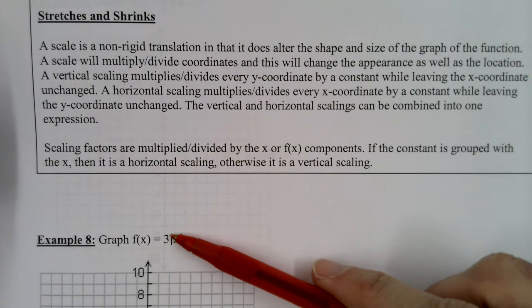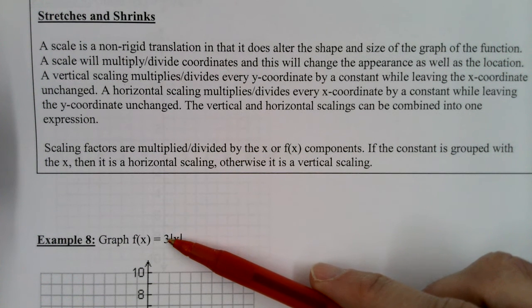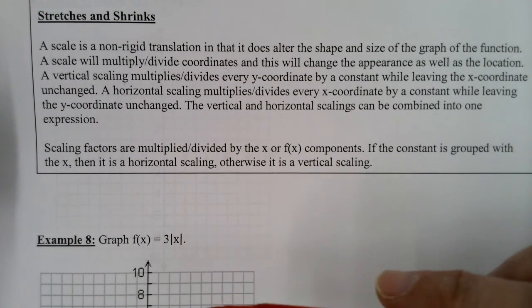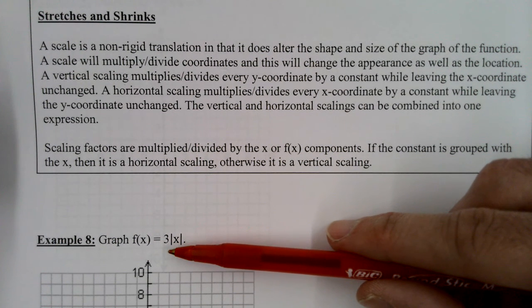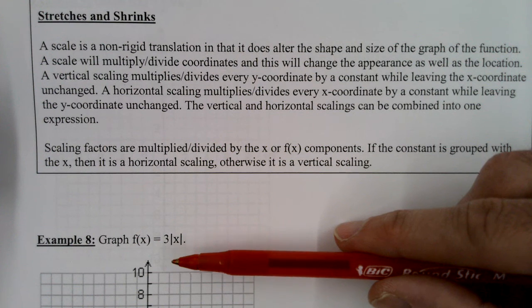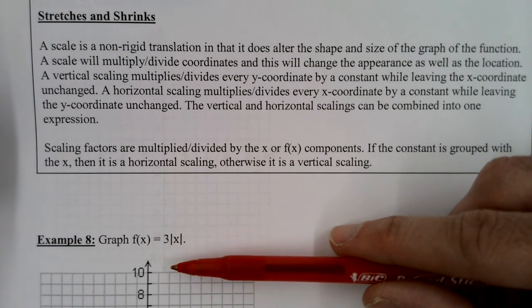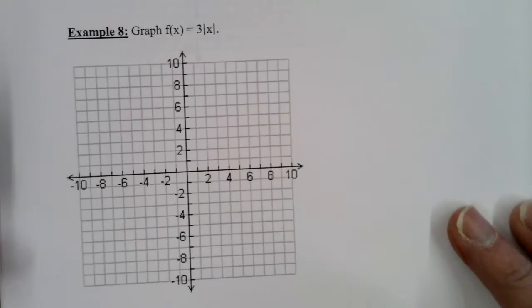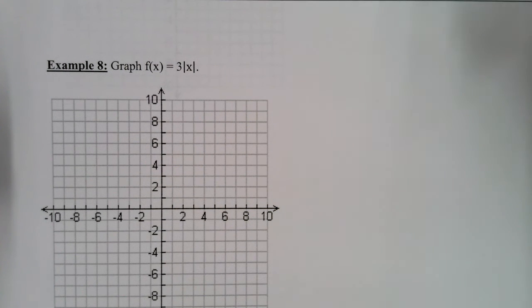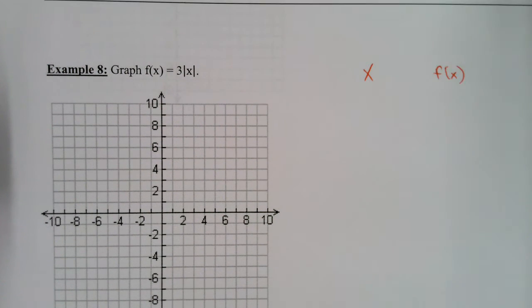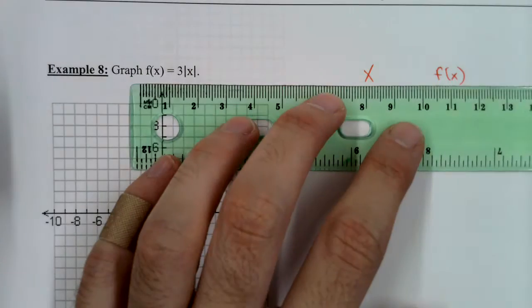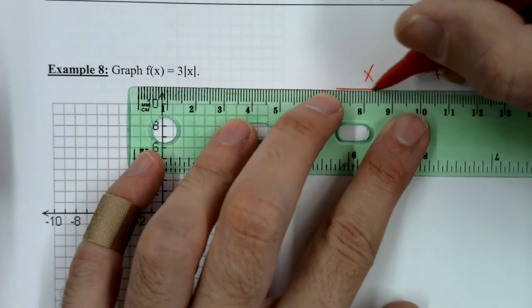If the number out front is like 1/2, 1/3, 3/5, 4/8, 4/9, 7/10, negative 1/2, negative 1/3, negative 5/8, if it's a fraction between 0 and 1 or between 0 and negative 1, that's going to be called a vertical shrink or a horizontal stretch. In other words, it's going to be wider. So for this one, I'm going to make a table, and it's going to be skinnier than the parent function. You'll see when we graph it.